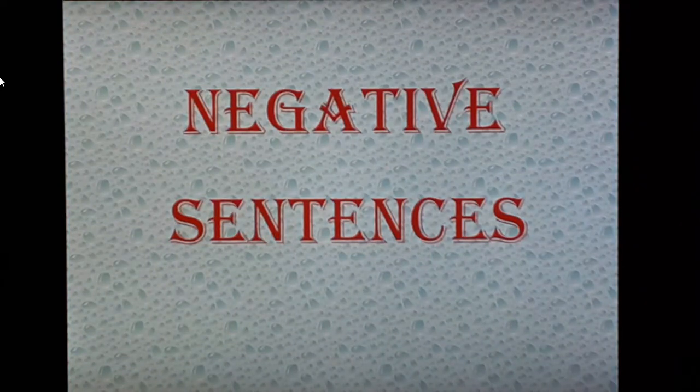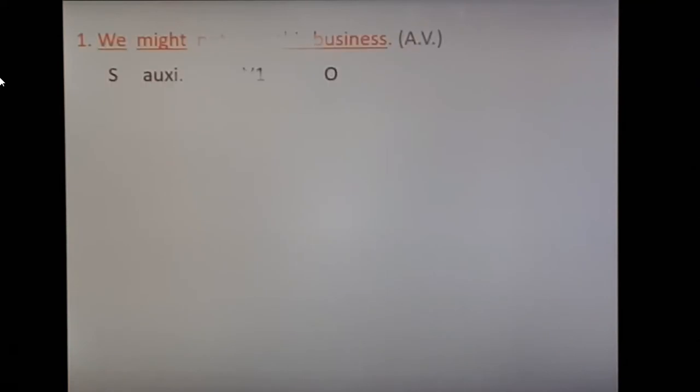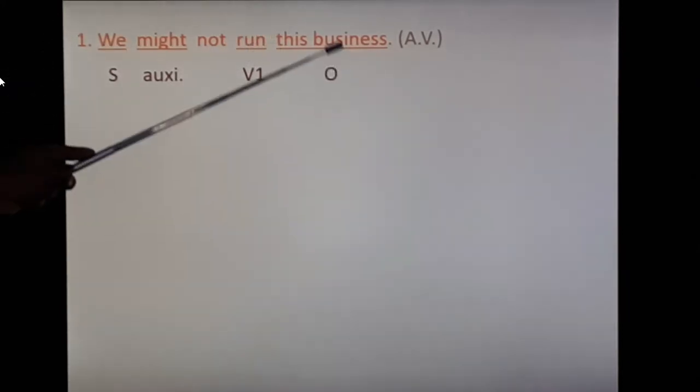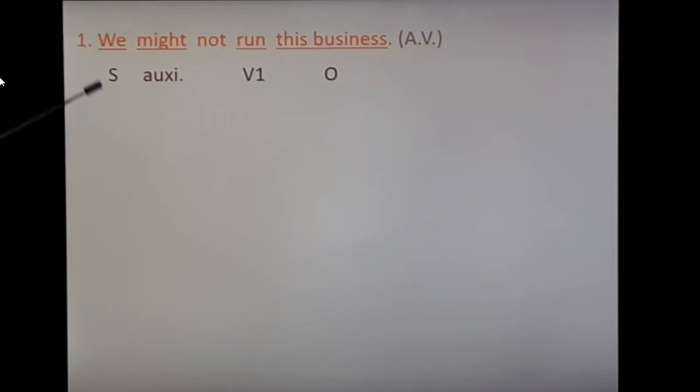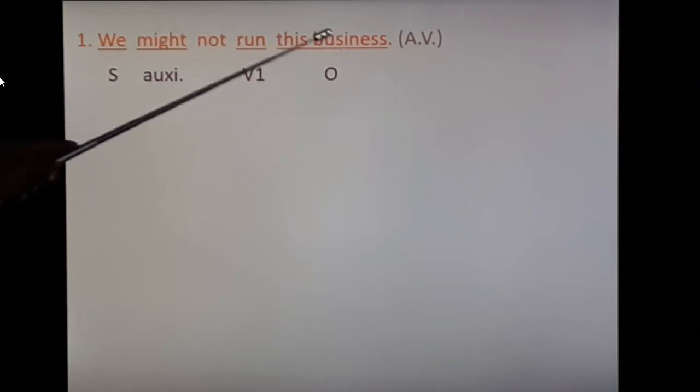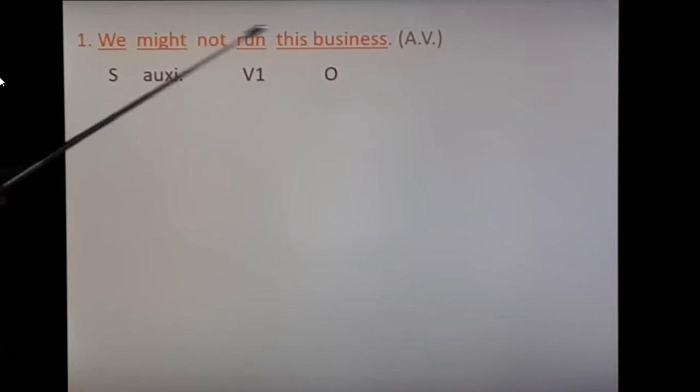Let's see negative sentences. First, we might not run this business. This is active voice. We, subject, might, auxiliary verb, not is given because we are framing a negative sentence. Run, V1 form, this business. This is an object. This is active voice.